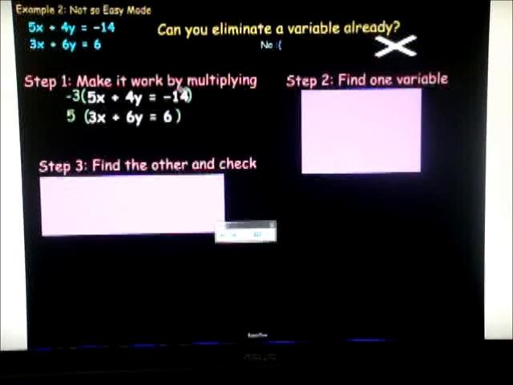Now you notice I did put parentheses around the whole equation. My careless mistake that I sometimes make is forgetting to take that number in the front to the end number. So that's why I draw parentheses to remind me of what to distribute to.